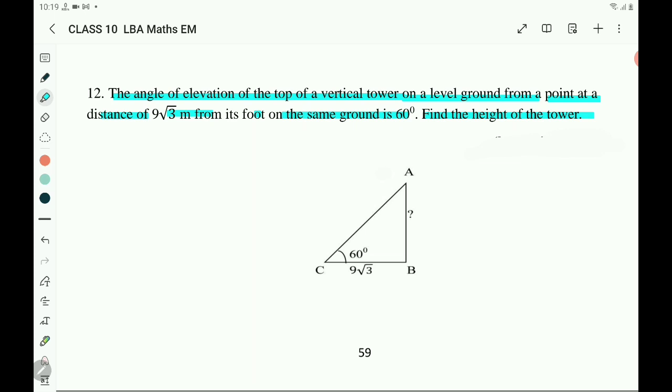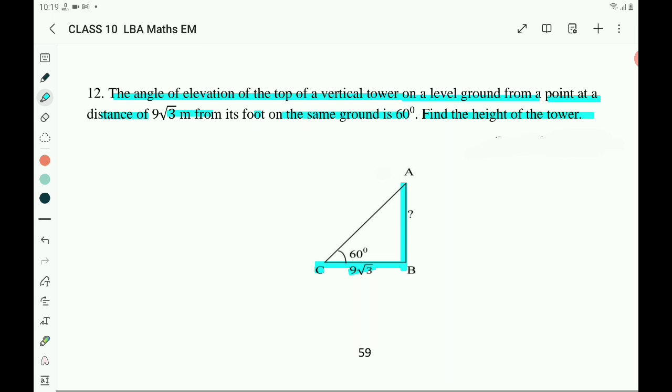Here we have to find out AB, which is shown as the height of the tower. AB is a tower and C is a point on the ground level. What is the distance of that point from the foot of the tower? That is BC equals 9 root 3 meter. Then what we have to find out? We have to find out the height of the tower.